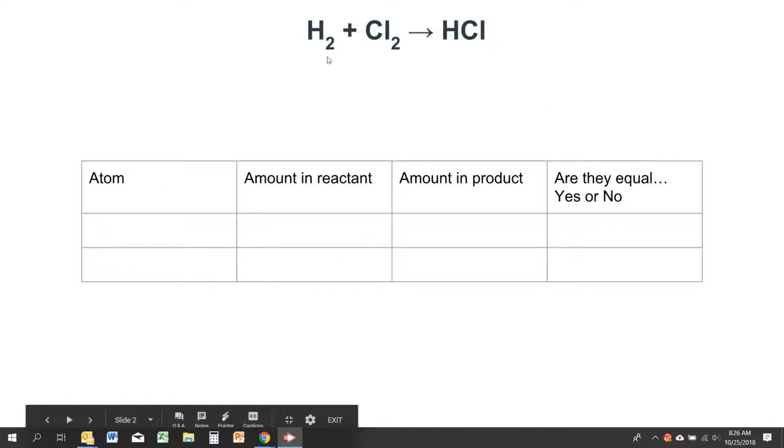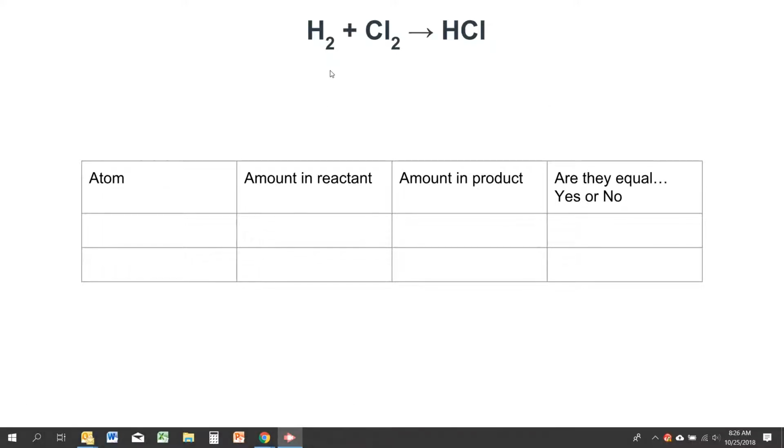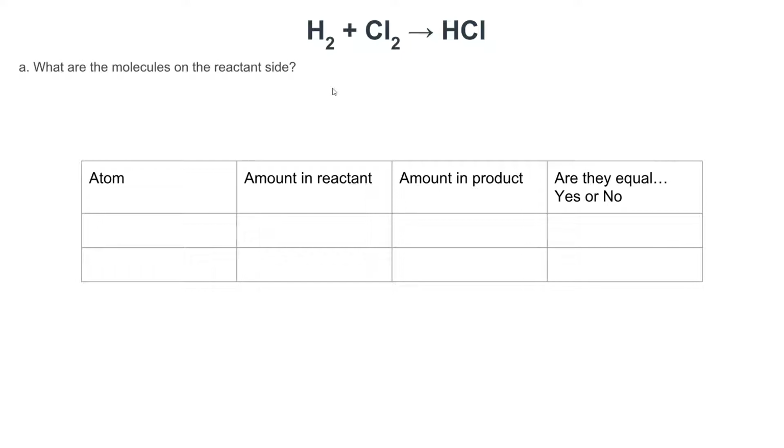So you're going to look at your equation. H2 plus Cl2 yields, to give HCl. Question 1 asks, what are the molecules on the reactant side? You're going to look at the left side of the arrow and see that it's H2 and Cl2.